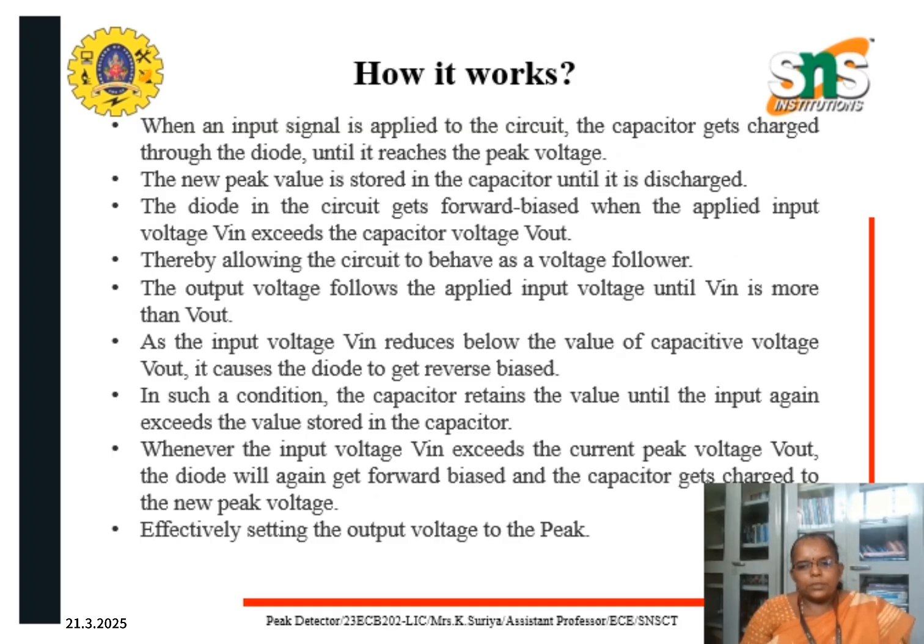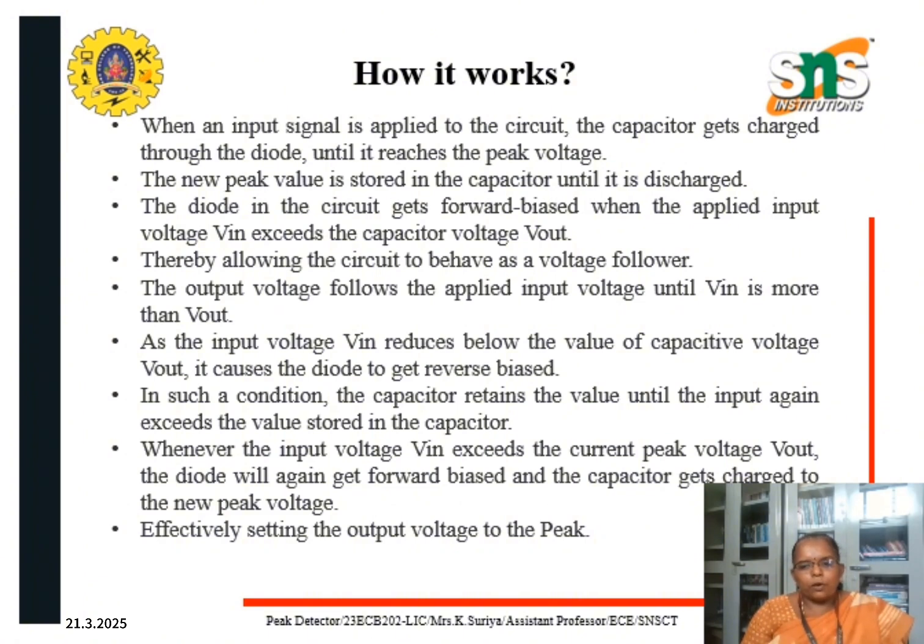We'll see the working of the peak detector in detail. When you apply an input signal to the circuit, the capacitor starts charging through the diode until it reaches the peak voltage. This new peak voltage is stored in the capacitor until it is discharged. The diode in the circuit will get forward biased when the applied input voltage exceeds the capacitor voltage, which is present at the output, known as Vout, thereby allowing the circuit to behave like a voltage follower.